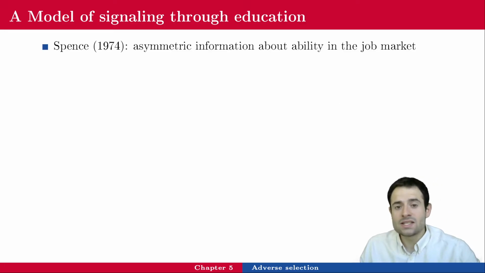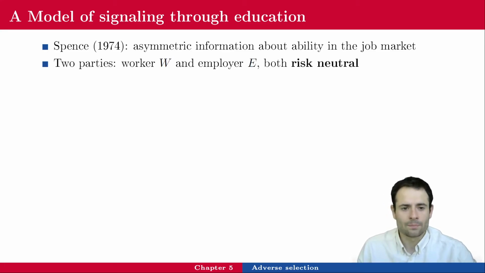Michael Spence, in 1974, so roughly 4 years after Akerlof's contribution with Market for Lemons, made a paper on asymmetric information about the ability in the job market. He made very simple assumptions so that we don't have too many moving parts and we can just grasp the main intuition of the model.